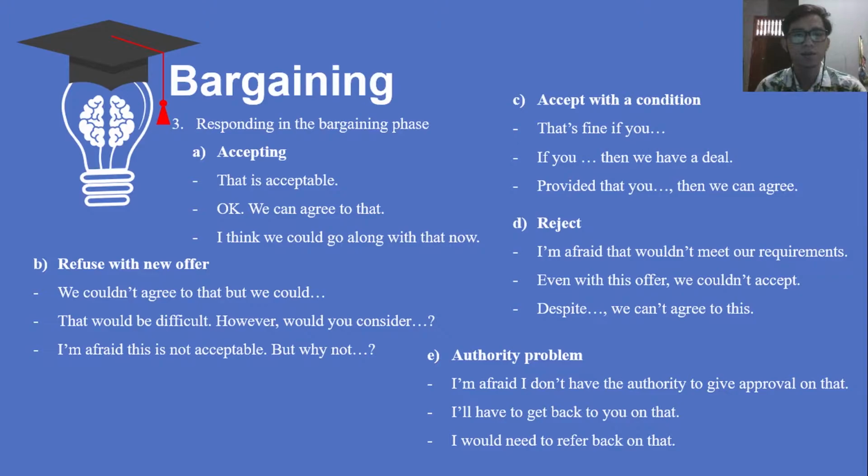The third is responding in the bargaining phase. The first one is accepting. This is when we accept the offers from the negotiators. The expressions are: that is acceptable. Okay, we can agree to that. I think we could go along with that.